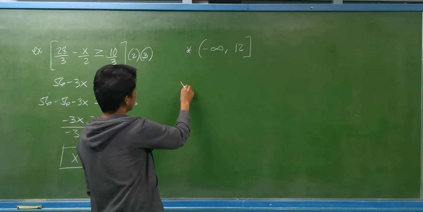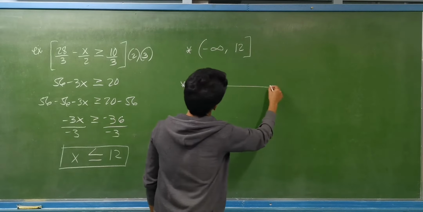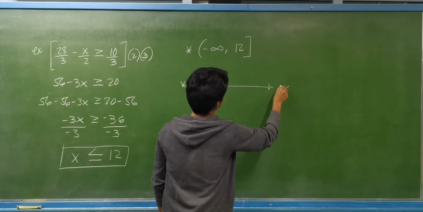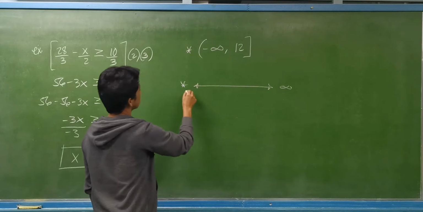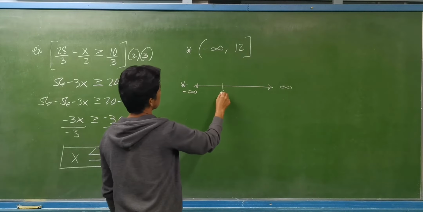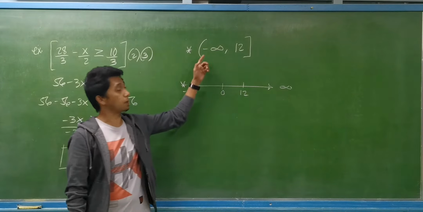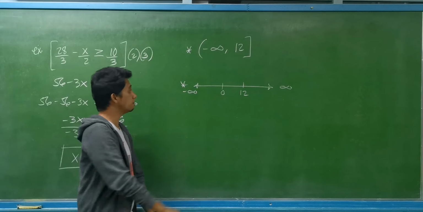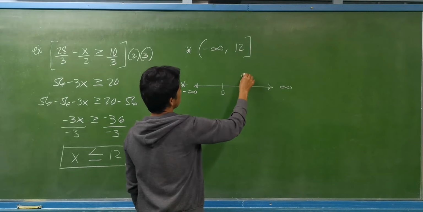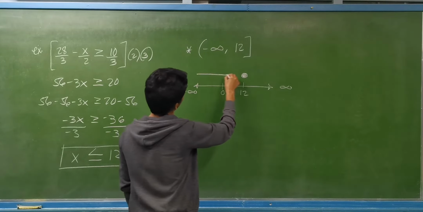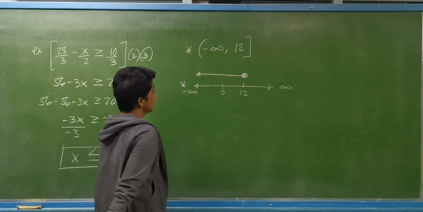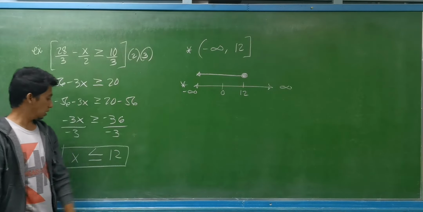Then for the number line, our solution set is from negative infinity to positive 12, and 12 is included. We draw a closed circle and draw an arrow toward negative infinity. So this is our solution set.